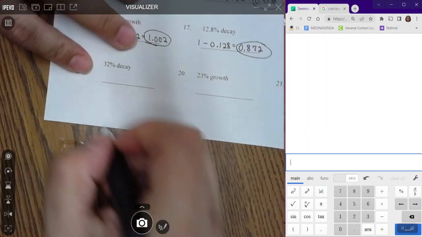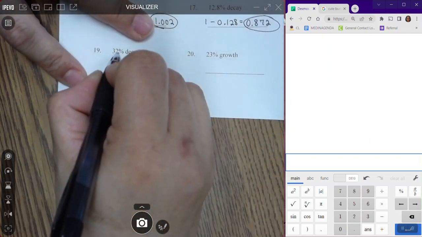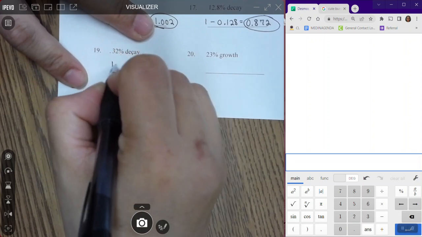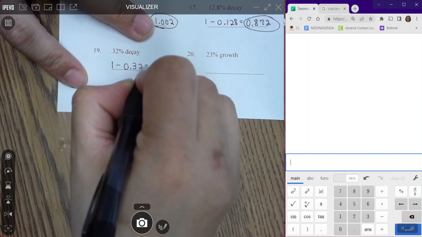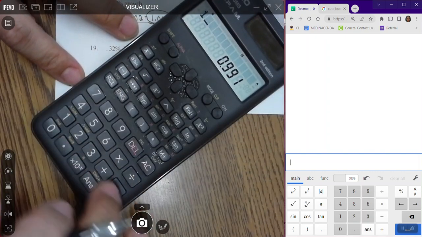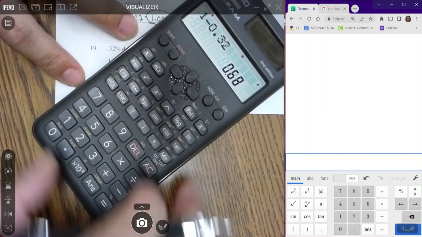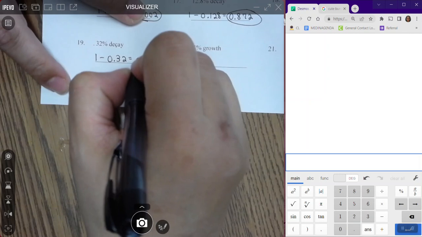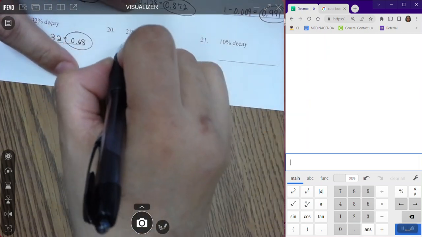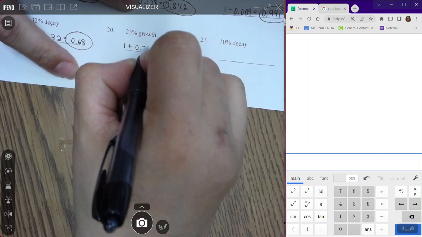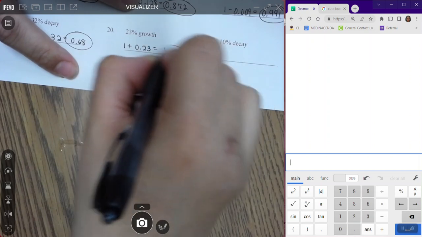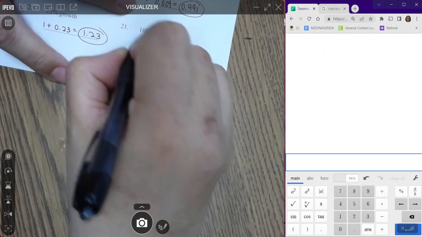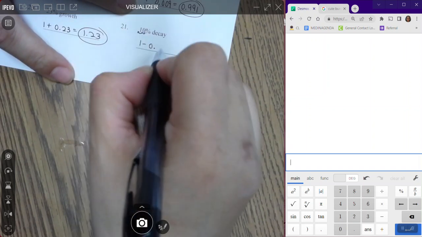All right, I'm just going to finish the worksheet. 32%. So the decimal's going to end up there. Decay, 1 minus 0.32. 0.68. Growth, 1 plus 0.23. And decay, 1 minus, right, the decimals here. So 0.1.